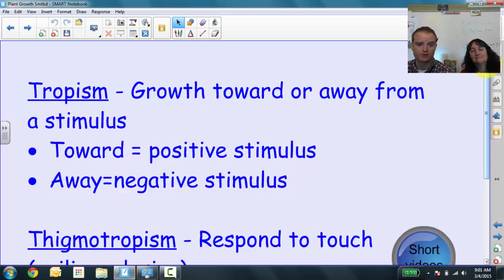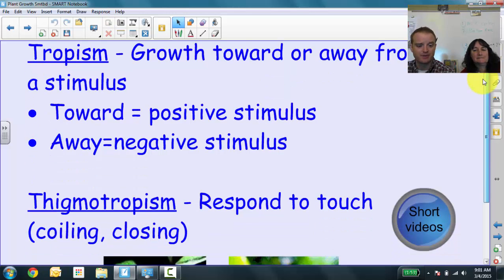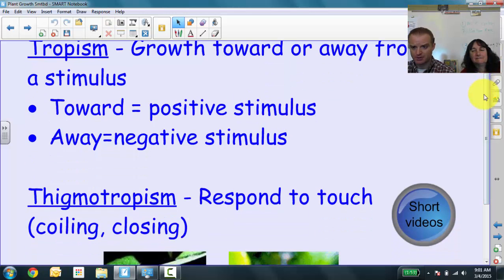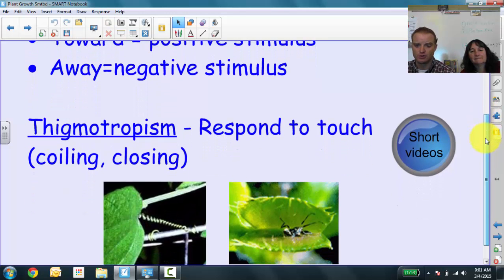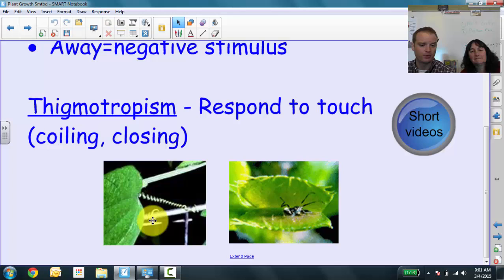So if it grows toward it, we say it's a positive stimulus. If it grows away, that's a negative. And we're going to look at a few different types of these tropisms. So there are some plants that actually respond to touch. So we think about a vine as it coils around. Once it senses that other branch, it coils around it.